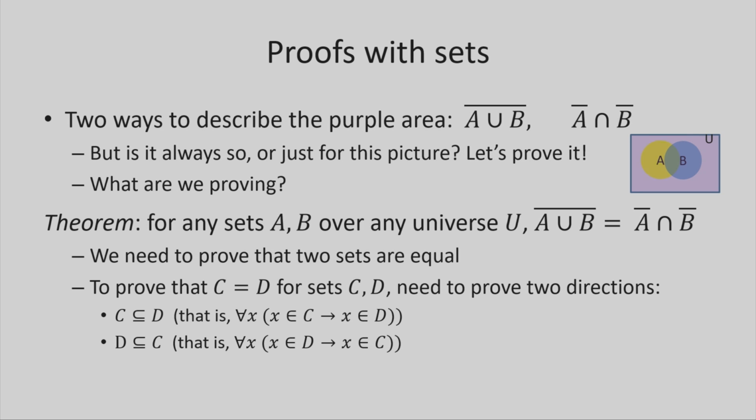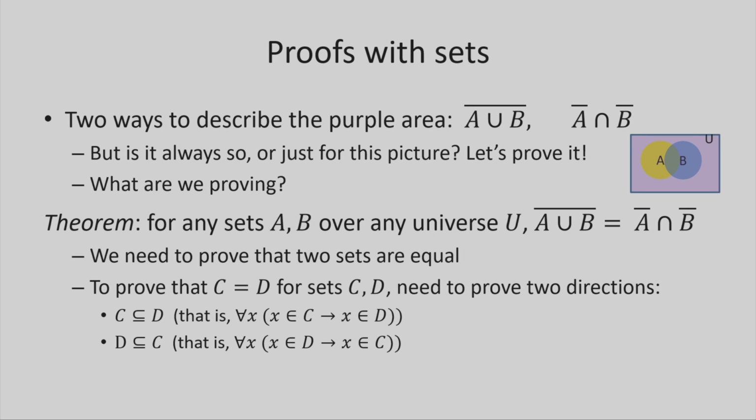So here's how you would write it a bit more formally. You could say, in general, for any sets A and B over any universe U, complement of A union B is equal to complement of A intersection with complement of B. So what are we proving? We need to prove that two sets are equal. What does it mean for two sets to be equal? That means that they have exactly the same elements in both of them. So that means that all the elements of the first set are in the second set, and all elements in the second set are in the first set.